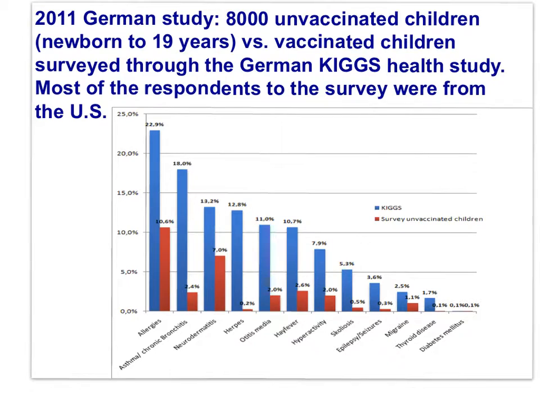Interestingly, a 2011 study out of Germany compared the incidence of various illnesses seen here along the x-axis as a function of being vaccinated in blue or not vaccinated in red. The study suggested that vaccinated children have at least 2 to 5 times more diseases and disorders than unvaccinated children.